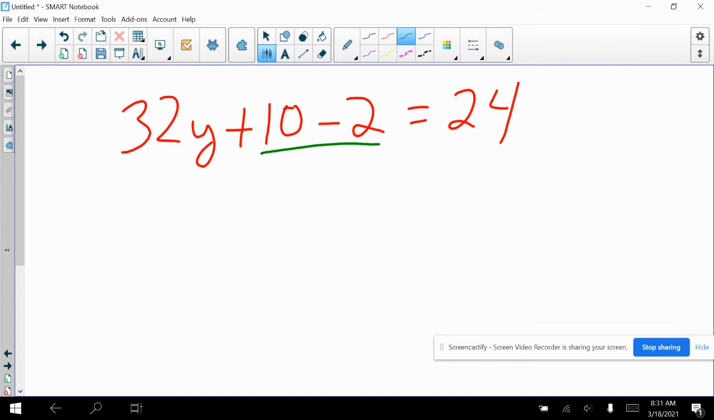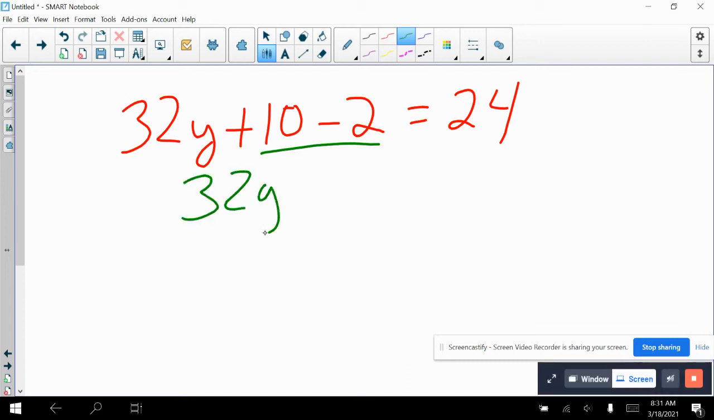So there's a lot of things that you've got to keep in the front of your head while you do these that you've already been taught once again. There's a lot of things that should be running through your head that you should be looking for. So now we're left with 32y plus 8 is equal to 24.